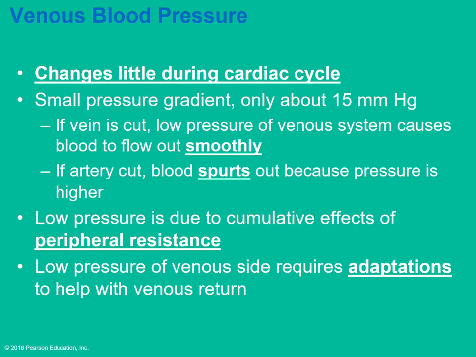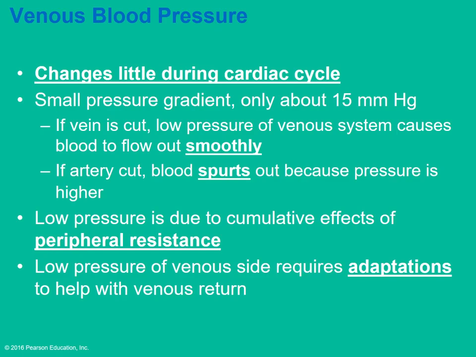In the veins, the pressure gradient is fairly small. So there's a difference if you have an injury to a vein versus an artery. If a vein is cut, because the pressure is low, the blood's going to just come out very smoothly. It may come out fast, but it's in a smooth, even flow.